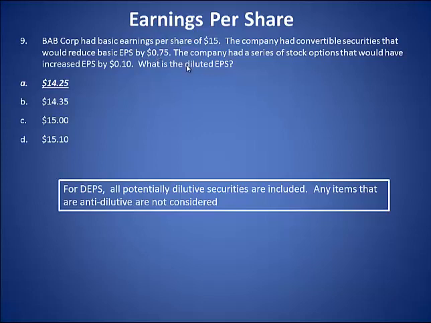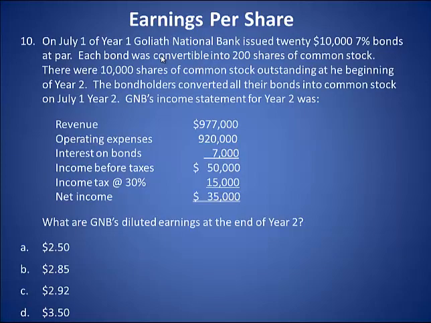And in this case, the company had a series of stock options that would have actually increased EPS by 10 cents a share. So we would not include that part in our diluted earnings per share calculation. So it would be the $15 per share minus the 75 cents per share, which would give us $14.25. Now let's take a look at number 10.